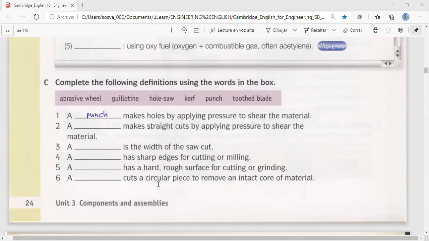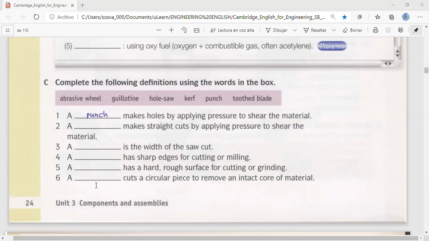Like a punch, punch, punch until it makes holes. When you talk about punches, it presses the material against itself. That's the meaning of punch. A punch makes holes by applying pressure to shear the material.